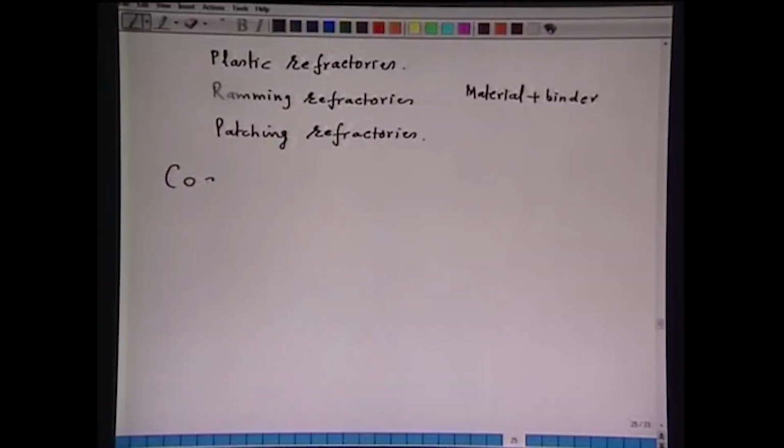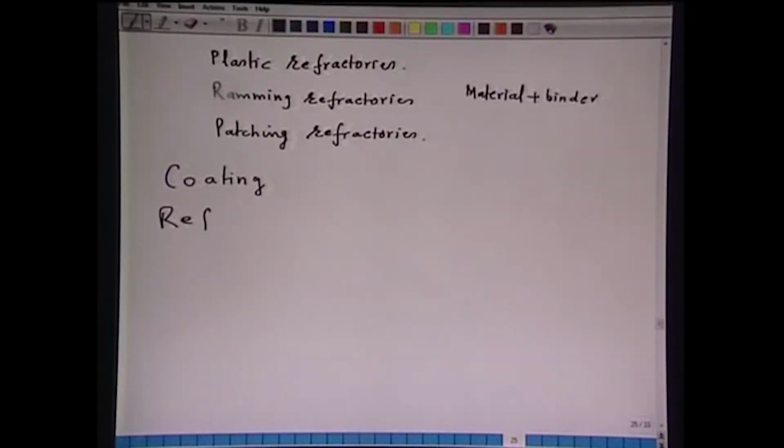Third could be patching. Say for example, once the heat is over, certain areas are worn during the heat time. Then once the heat is tapped, those areas are identified, and with the help of monolithic refractory, they are patched. So, they also have a patching type of refractory. Then also we have coating refractory. For coating purposes, you coat the working lining for several reasons. You want to coat the refractory lining so that the phases do not adhere to the wall of the refractory lining.